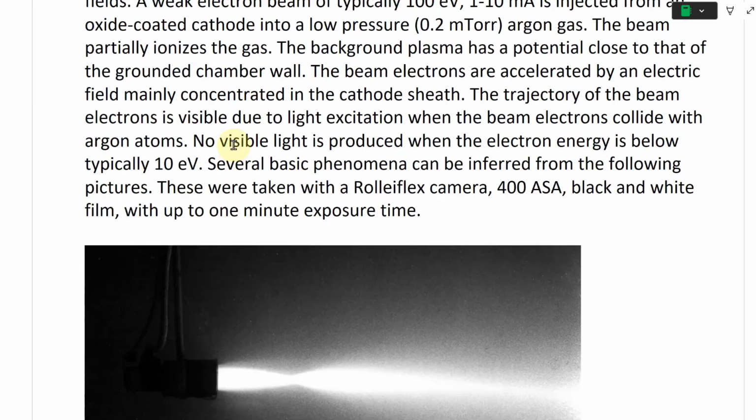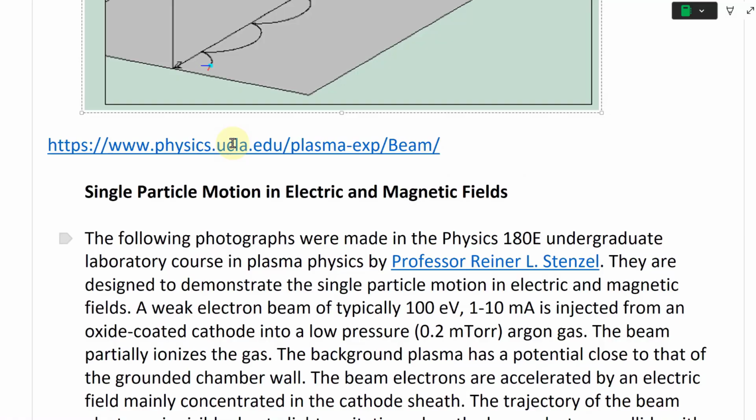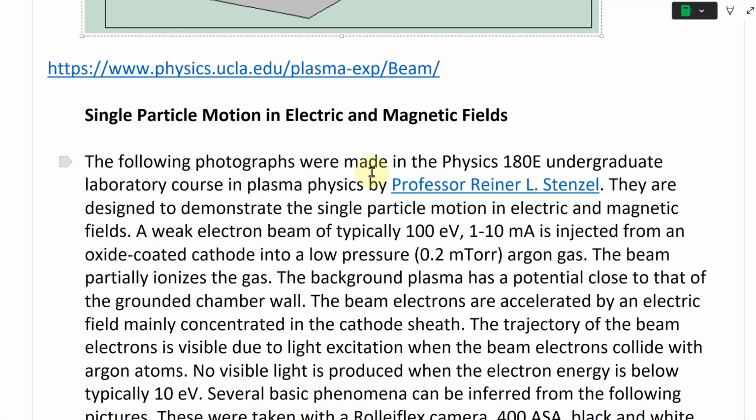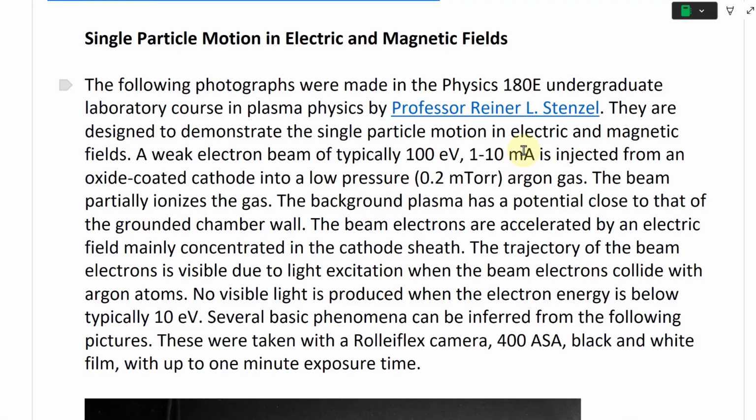But I do want to read this for completeness. And also, I'm going to read this all, and then some of it I'll need to review later. But again, this is for my own sake. So, single particle motion in electric and magnetic fields. The following photographs were made in the Physics 180E undergraduate laboratory course in plasma physics by Professor Rainer L. Stenzel. They are designed to demonstrate the single particle motion in electric and magnetic fields.